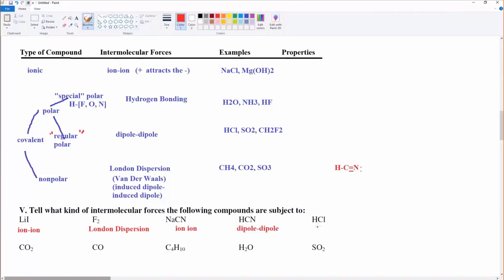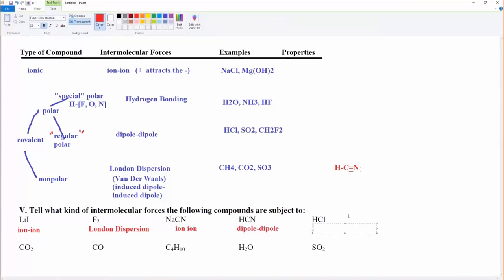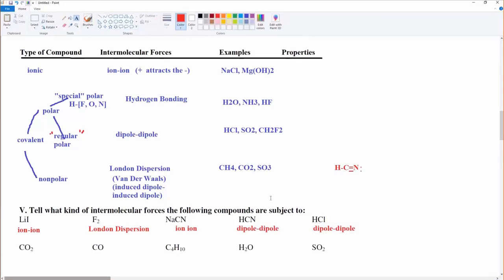What about HCl? Good, dipole-dipole. A little easier to see if it's just two atoms, right? Then the bond polarity is the molecular polarity because the bond is the molecule. Okay, what about CO2?